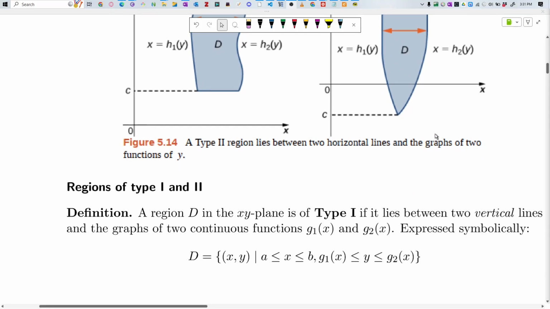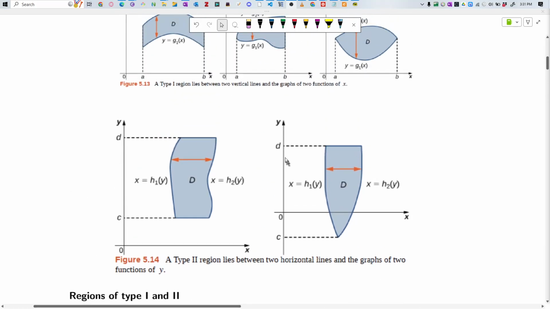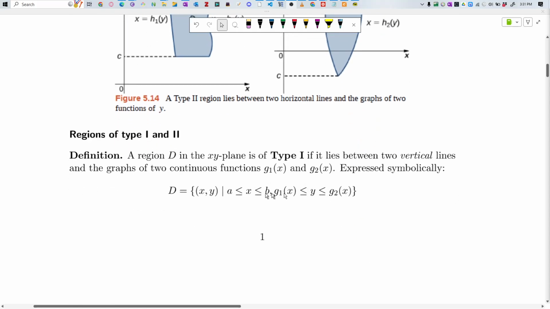So mathematically, they can be described in this way. This is a description for a region of type 1. X goes from A to B, and Y is bounded by some function involving X, and some function involving X there. So Y is bounded above and below by two functions, G sub 2 of X and G sub 1 of X. You can see that these regions can be described in this way.